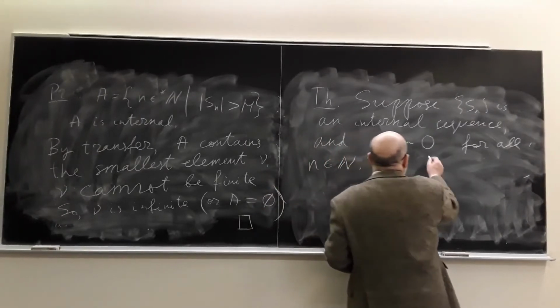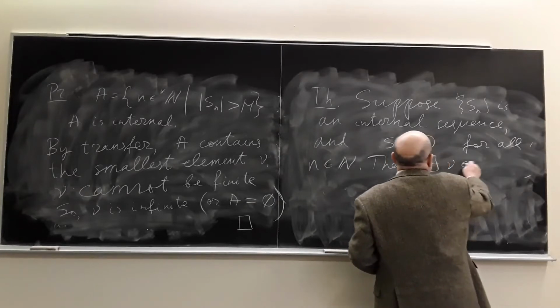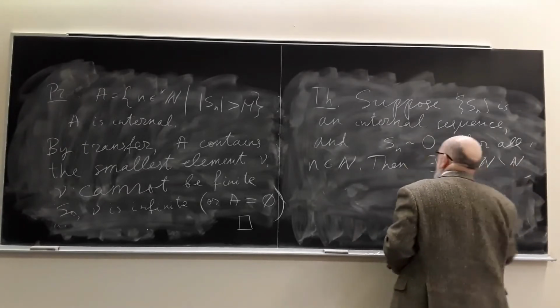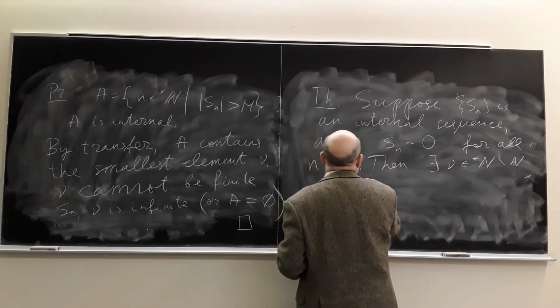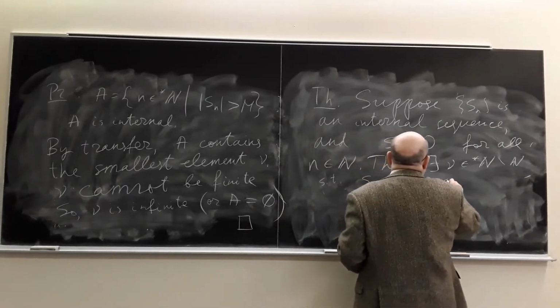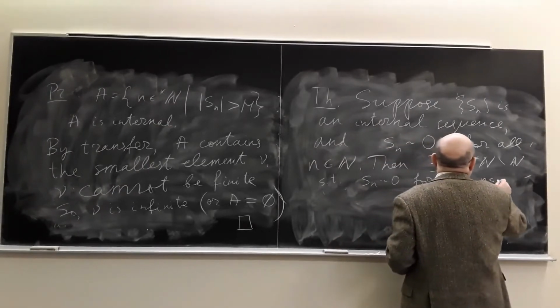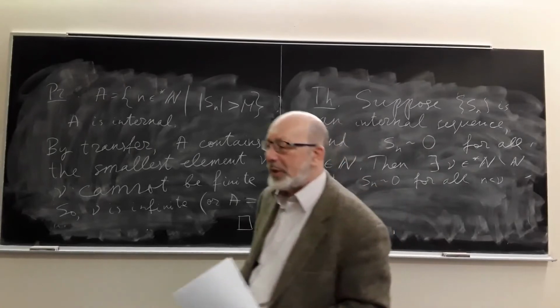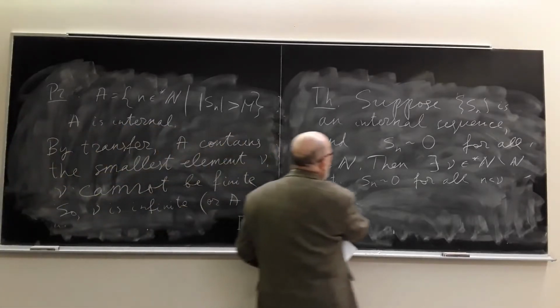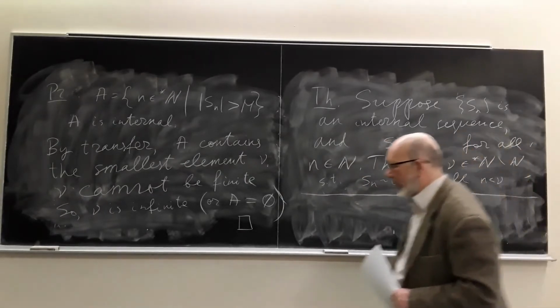Then there exists nu in star N minus N, so infinite nu, such that Sn are infinitesimal for all n less than nu. So again, this property of being infinitesimal spreads beyond the finite indices. Again, this theorem does not require a long proof.